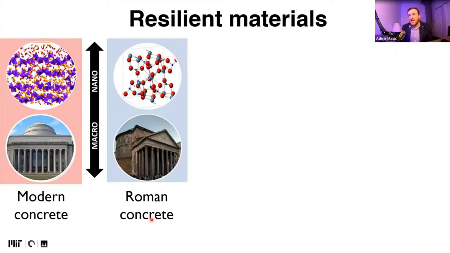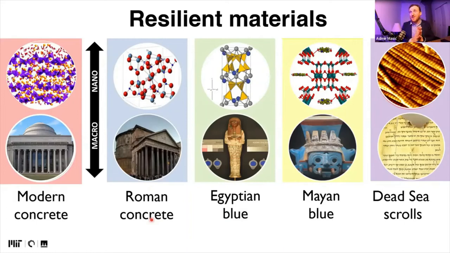And when it comes to Roman concrete, you will see that it self-heals, and this self-healing property is due to a specific way the Romans mixed their concretes, which leads to inclusions that are the source of self-healing, and this is what we translated into modern. The cool thing about the ancient world is that there are many other materials that we can look into, like Egyptian blue, Mayan blue, and I mentioned the Dead Sea Scrolls. It's really fascinating to use advanced characterization tools to understand these ancient marvels and use that knowledge to inspire our future.